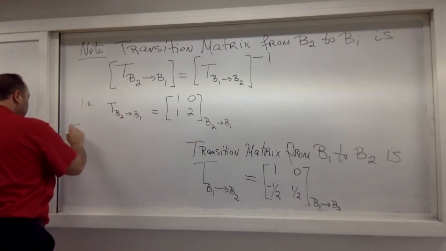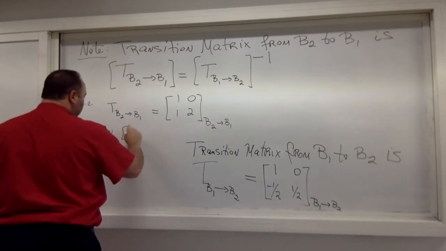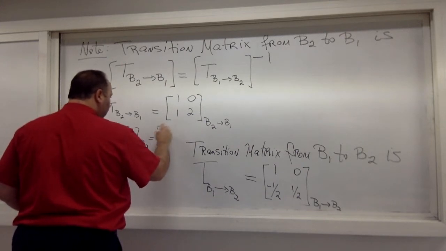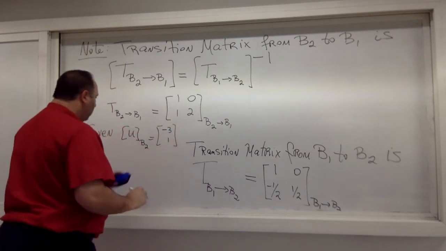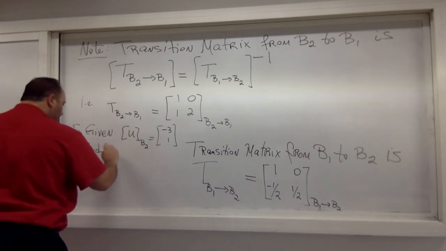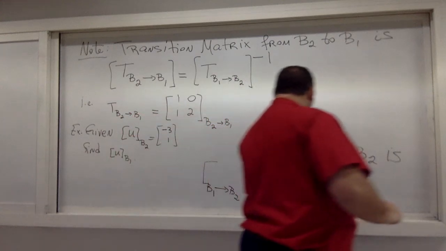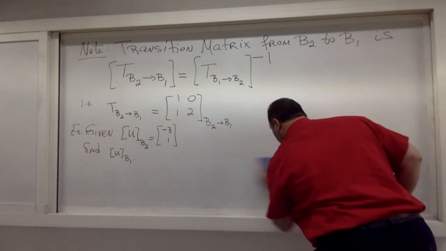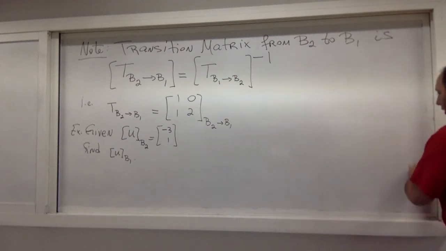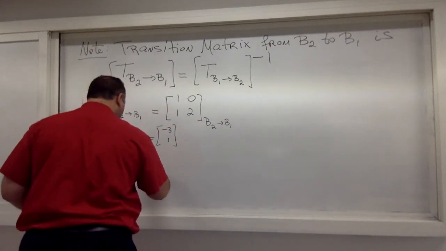Example. Given, or change the name, U, in basis B2, let's say it is -3 and 1. Find U in B1. Don't need this anymore. And you see your transition matrix is always square and is always invertible. Okay, so that's not complicated.